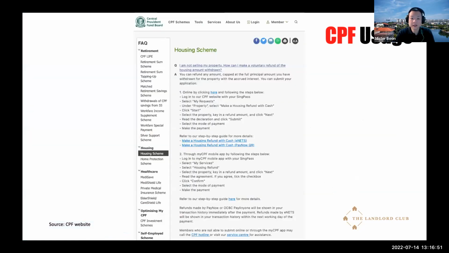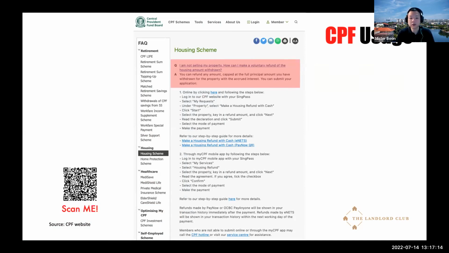So this is the thing. You actually can refund without selling. It's voluntary. You can refund any amount, even $1, $50, $100, or even the maximum amount. You do not need to sell. So if anybody says that you need to sell, then you tell them this is not correct. You can just do it by scanning the QR code to the CPF website. You actually can refund.